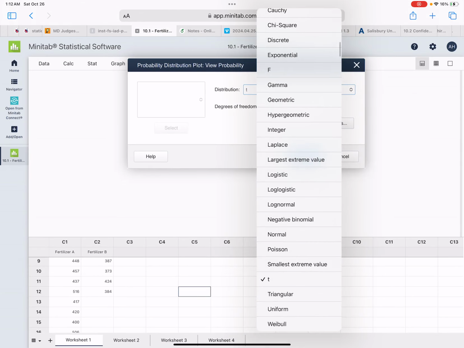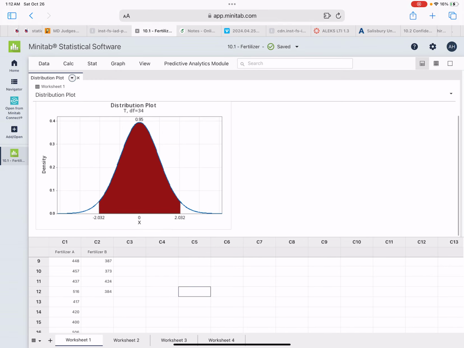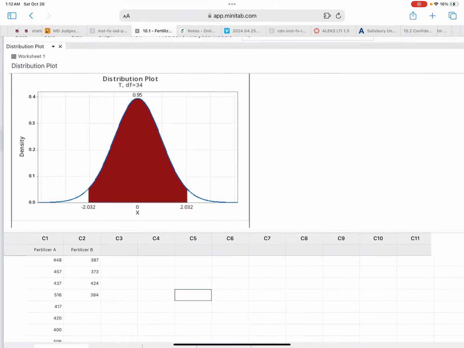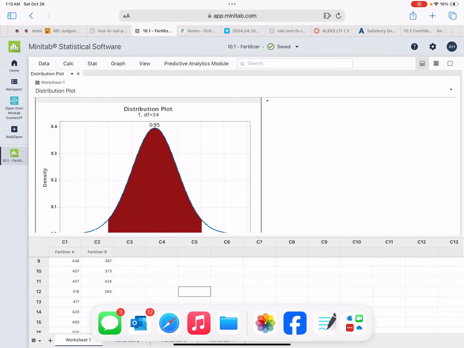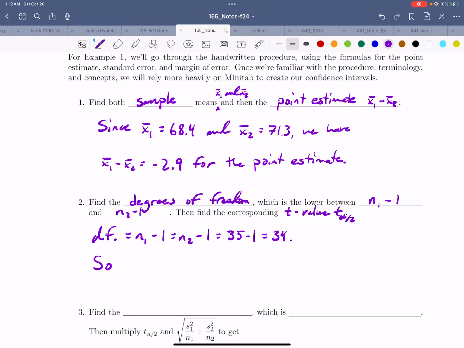Anyway, you press OK, and then look what it gives us. See that? That's 2.032 right there. That's our t-value, okay? Okay, so there we go.